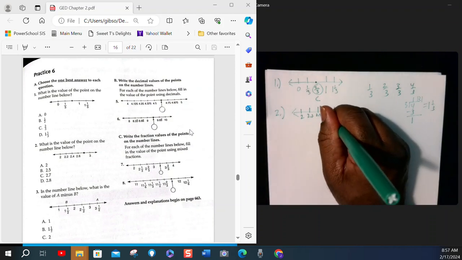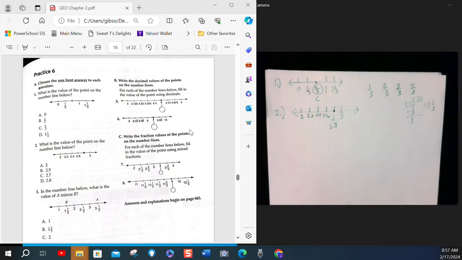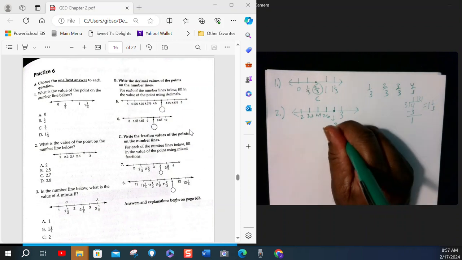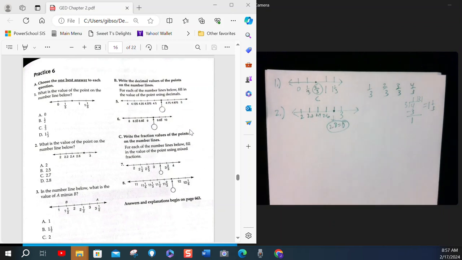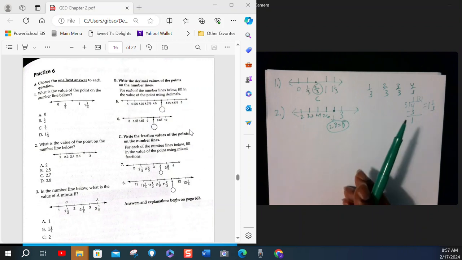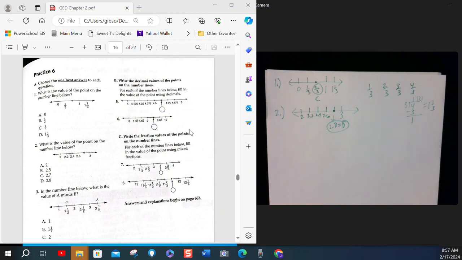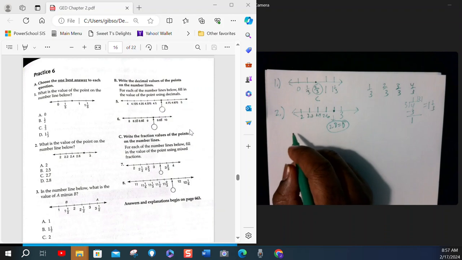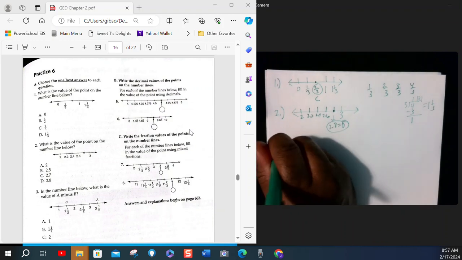So this will be 2.8, which is D. And then we would go to our whole number. Now, if we were going past the 3, it'd still be 3.2, 3.4, 3.6, 3.8, then a whole number. So that's problem number 2.